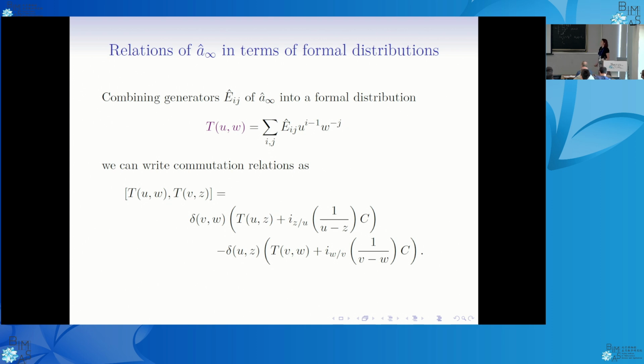Now let's go back to our algebra A infinity hat. Let's take all our generators and combine them in one formal distribution. So the coefficients here, i and j, go through all integer numbers. And then the commutation relations with the cocycle, which we wrote a little bit earlier today, actually become this commutation relation on these two formal distributions. And it is nice to see that the cocycle here appears as a geometric series. So it has this kind of interpretation.